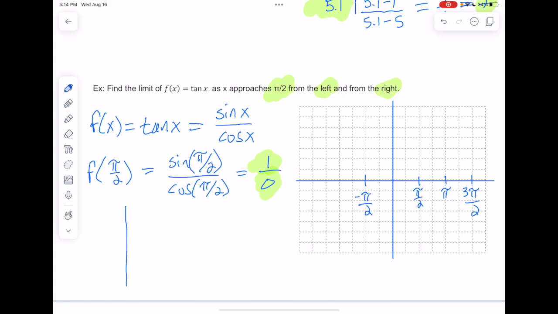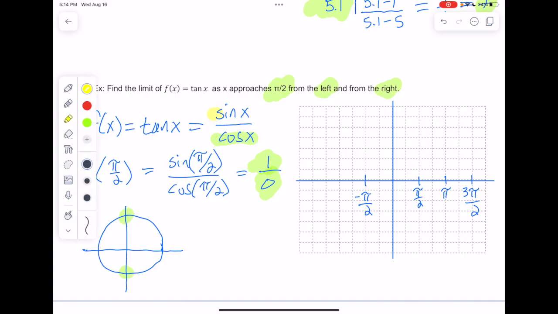So a little bit of thought about sine and cosine on the unit circle. So on the unit circle, when are we getting these undefined spots for tangents? Sine is the y-coordinate, so we're going to get those undefined points and those asymptotes when cosine is 0. So cosine is the x-coordinate, which would be 0 here and here, okay? And when would sine be 0? Sine is the y-coordinate. So sine would be 0 here and here on the unit circle.